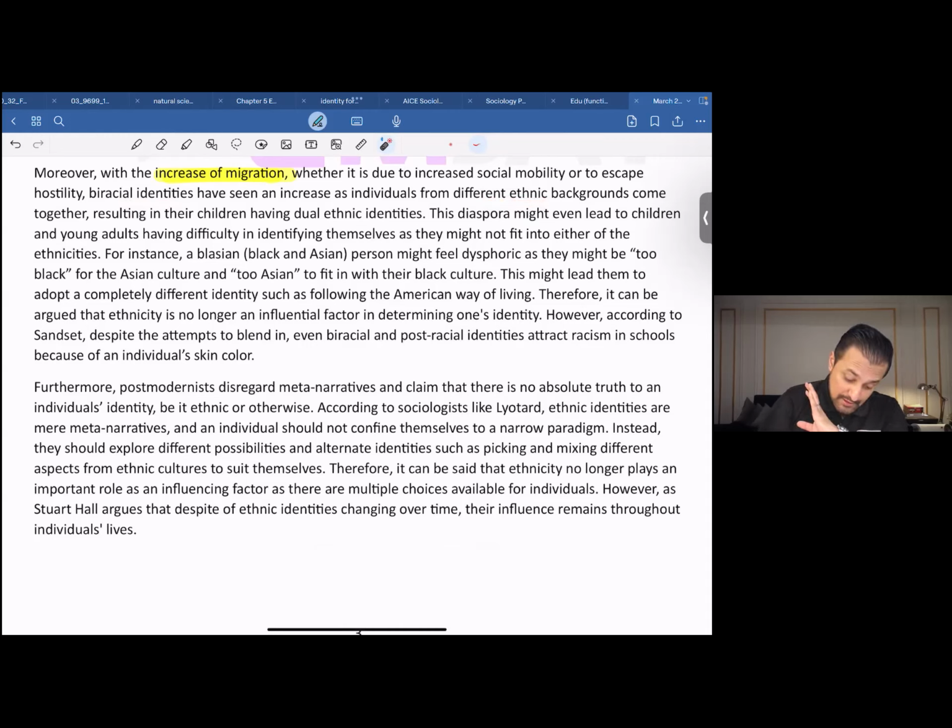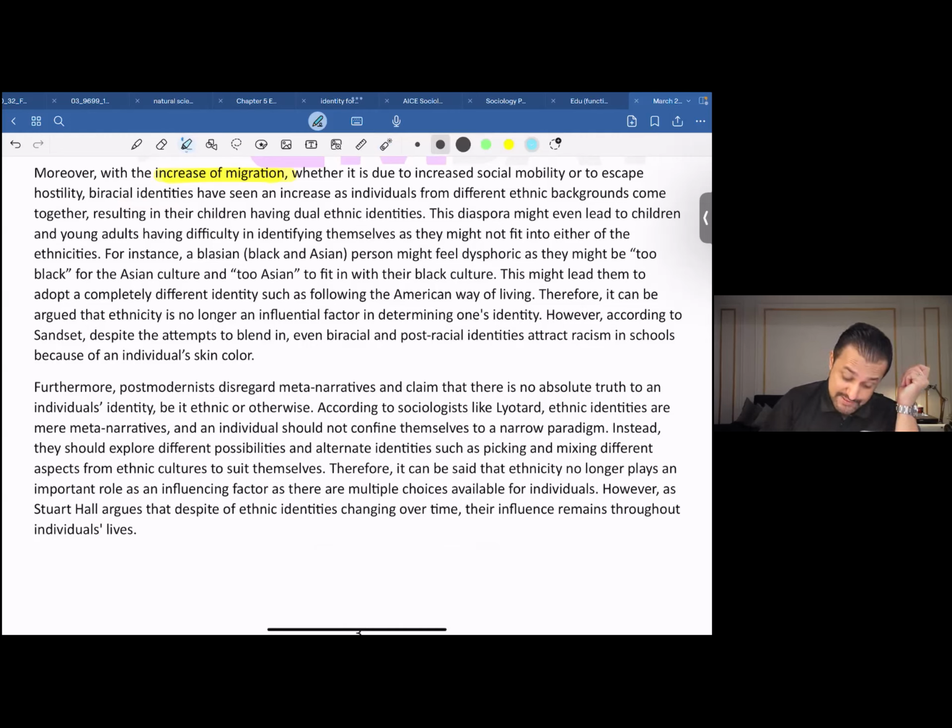Moving on. This diaspora might even lead to children and young adults having difficulty in identifying themselves, as they might not fit into either of the ethnicities. Now, East African nations, if you do not know who they are, Rishi Sunak, the Prime Minister of UK, right? So that's an example of. No, wait, Sunak has an Indian wife. Yeah, he has an Indian wife. That example doesn't really work. Another example of this would be Prince Harry, Meghan Markle, biracial kids, right?